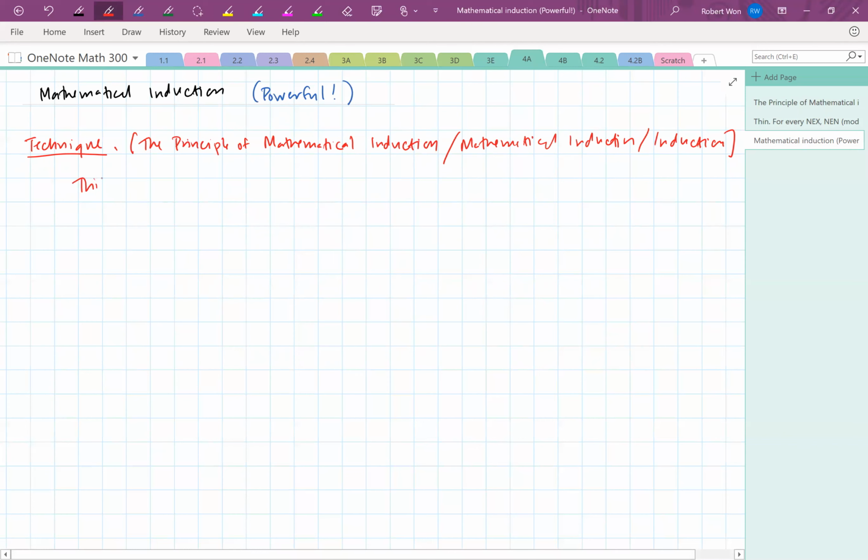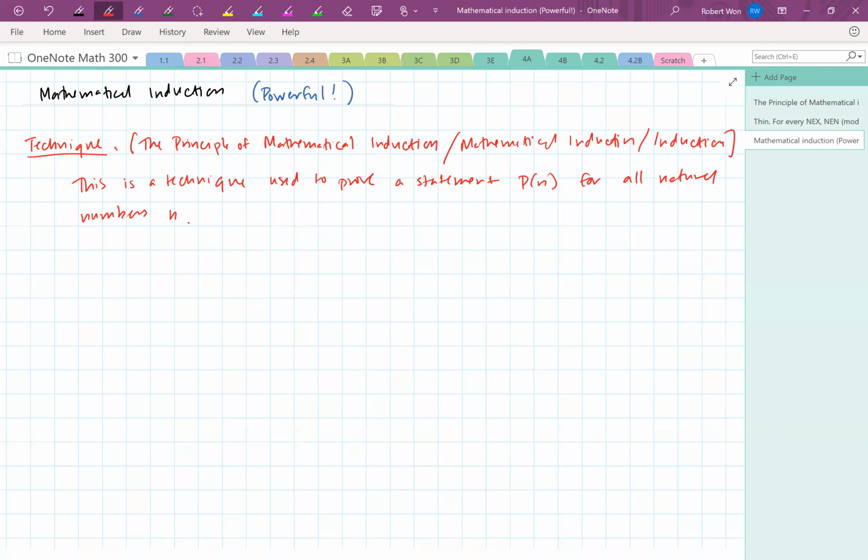Okay, so this is a technique used to prove a statement P of n. I said for all integers, but when we introduce it, I'll say for all natural numbers n. So if you want to prove a statement that is true for 0, 1, 2, 3, 4, 5, 6, 7, 8, 9, 10, for every natural number, one thing to try is mathematical induction. Okay, so a proof by induction is structured as follows.